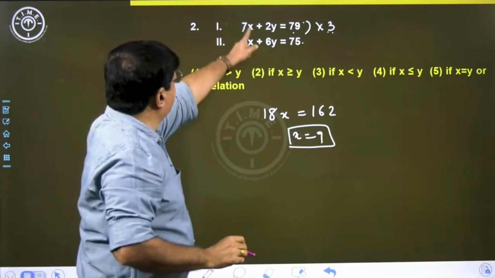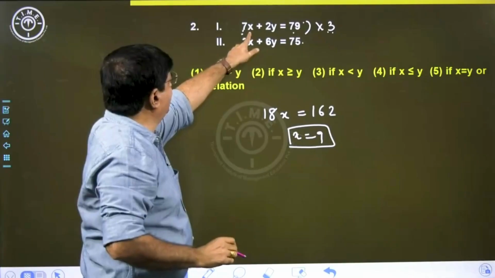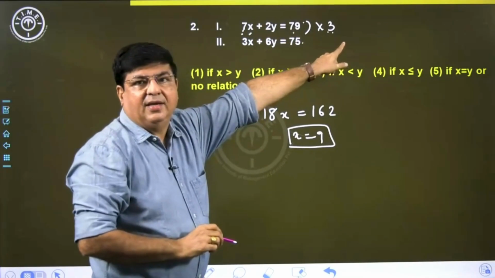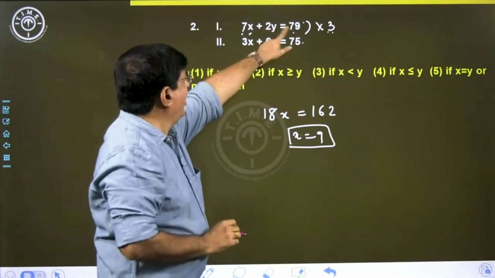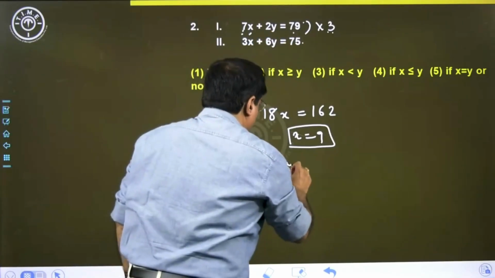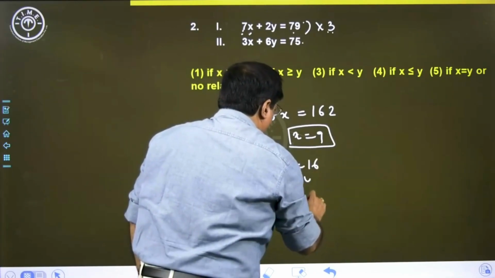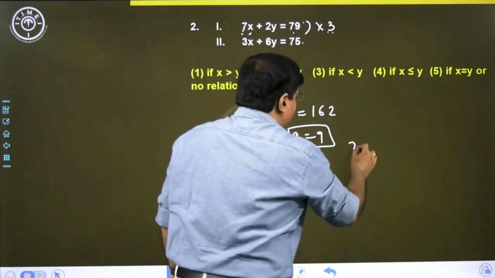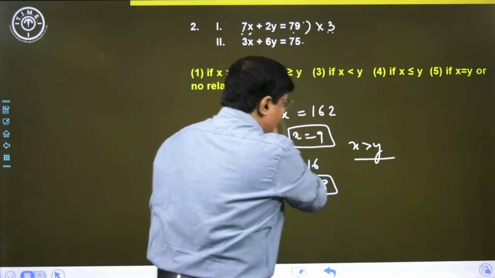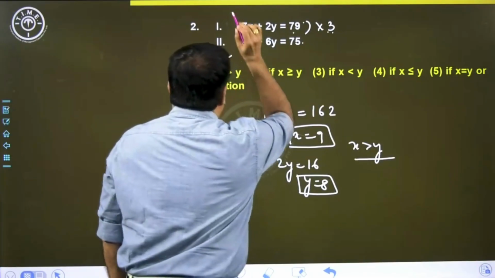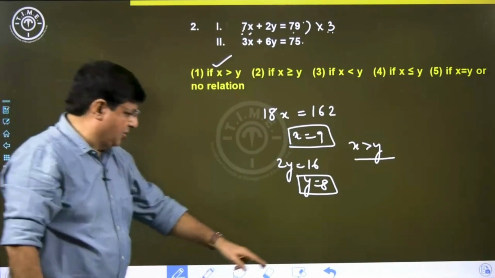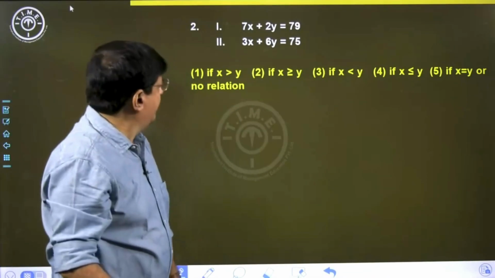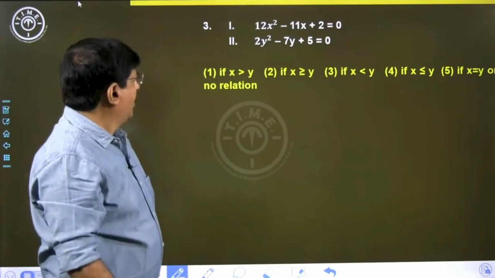x equal to 9, substitute in the first equation. 7 9s are 63. 79 minus 63 is 16. 2y is equal to 16 and the value of y is 8. So very clearly we can say that x is greater than y. So what is your option here? x is greater than y. This is your answer choice. Next question. Question number 3.